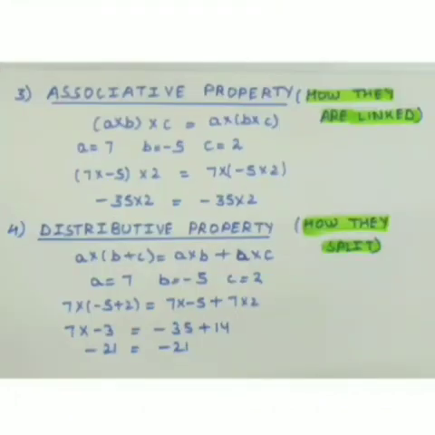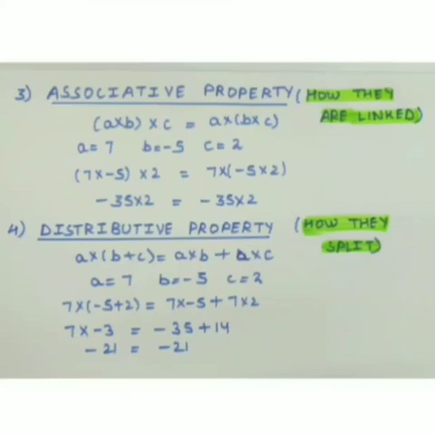Associative property. In this we will see how the integers are linked with each other. Bracket a into b bracket close, then into c, is equal to a into bracket b into c bracket close. Here we have to check how they have been linked. Here we have allotted the values of a, b and c. a is equal to 7, b is equal to minus 5, c is equal to 2.